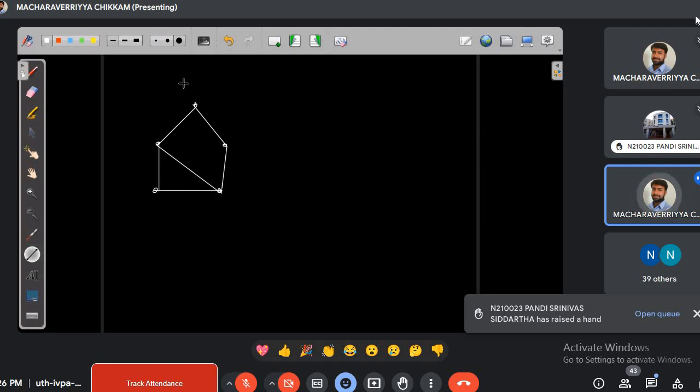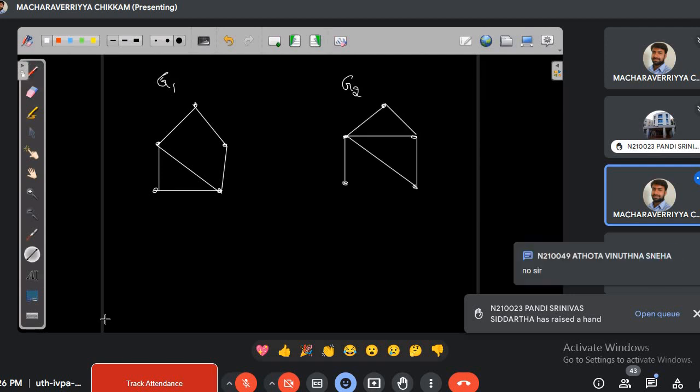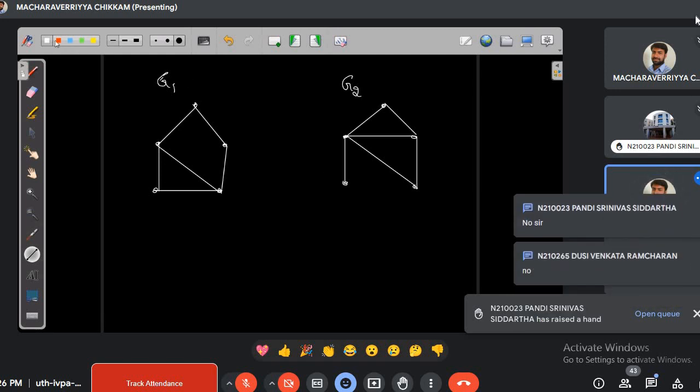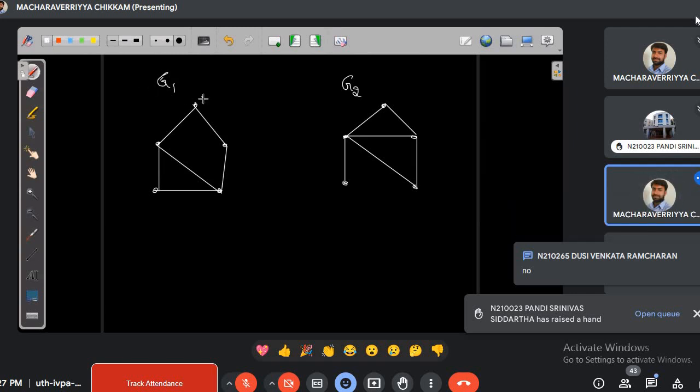So this is G1. Now let me take G2. So if they are not isomorphic, then what is the reason? Okay. Now let me do one thing. Let me give names to the vertices. Let me name this as A, B, C, D, E.